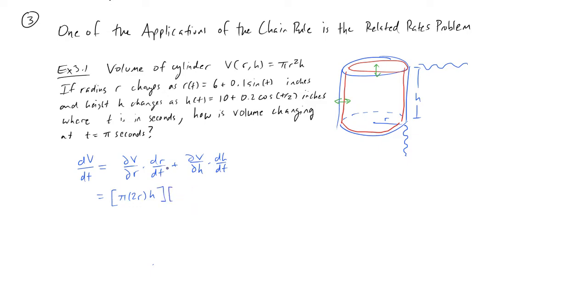Derivative of r with respect to time is going to be 0.1 cosine t plus derivative of v with respect to h is going to be pi r squared times 1. And derivative of h with respect to t is going to be, this one's a little complicated, 0.2 times negative sine of t over 2 times 1/2 by the chain rule.